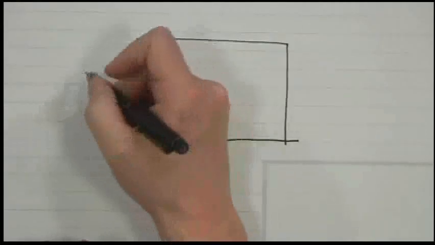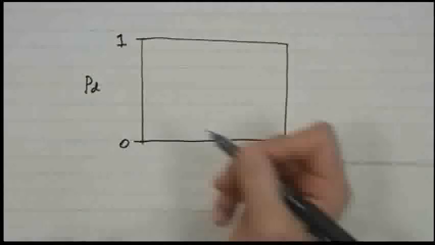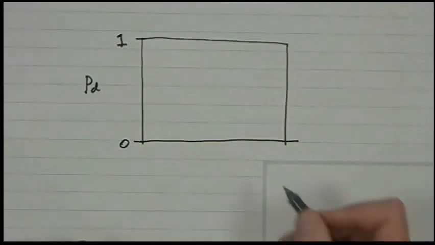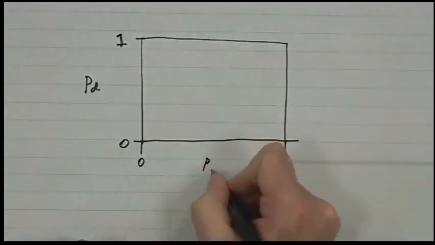So usually you can do something like this. You say, oh, this is the probability of detection. So this is 1, and this is 0, right? And this is the probability of false alarm. This is 0, and this is 1.